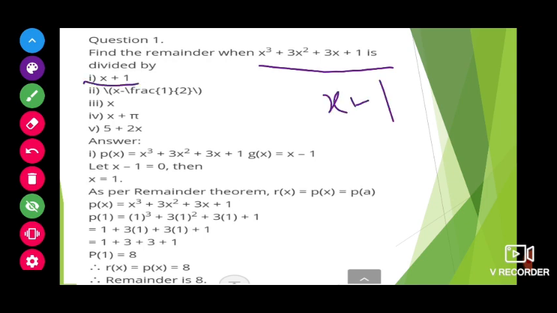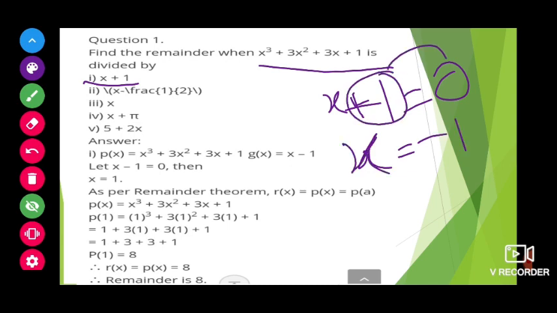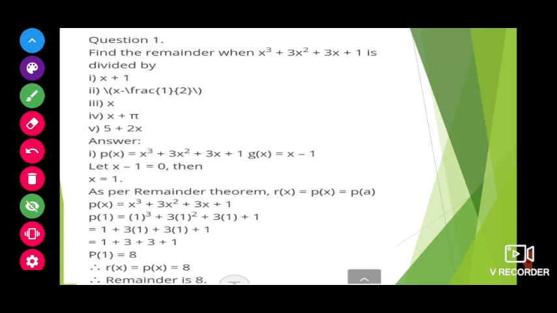So how can we find the remainder? Let the divisor be 0. Then x is equal to, find the value of x. Plus 1, if it goes to that side, minus 1. Now substitute in the dividend in the place of x. Now first x equals minus 1... children, it should be minus, then we get x equals plus 1. Actually here by mistake, that's a printing error. Now the answer is plus 1.